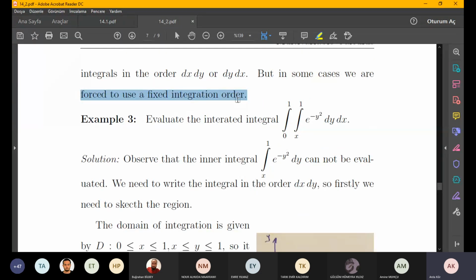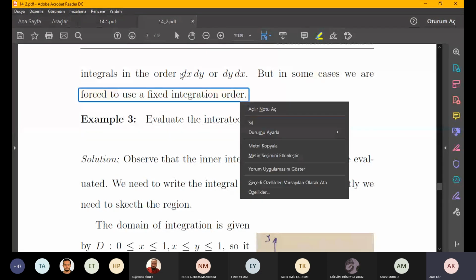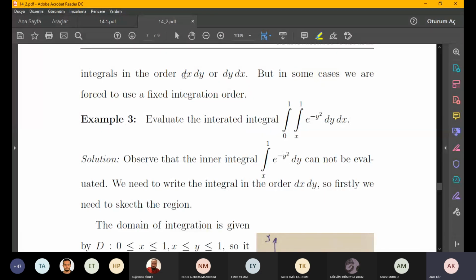So that means you have to use one of those integrations. You cannot just choose. It is not up to you, but you are forced to use one of them. So let's try to see that in that integration.